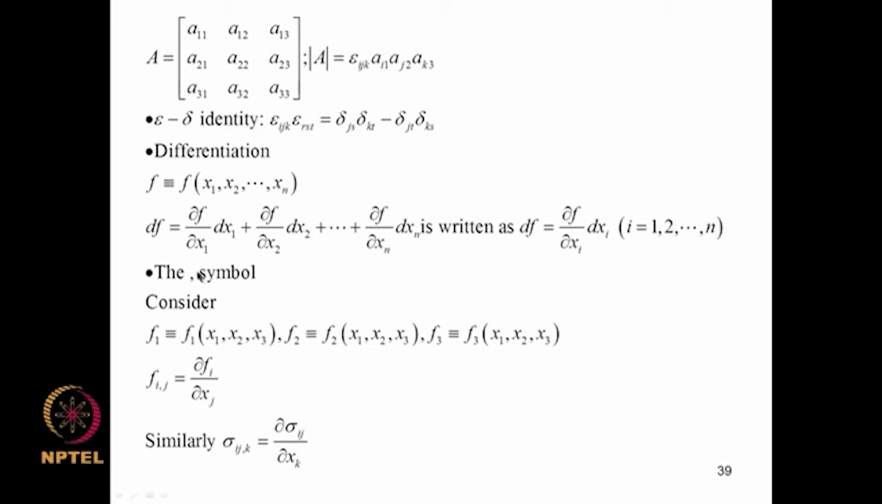And this comma symbol, that is a differentiation symbol. If I again have this function f1, f2, f3 to be functions of x1, x2, x3, if I write f i comma j, it is dou fi by dou xj. Similarly, sigma ij comma k is dou sigma ij by dou xk. This comma k means you have to differentiate with respect to the kth variable. So, this is like a mathematical shorthand for writing the long expressions.